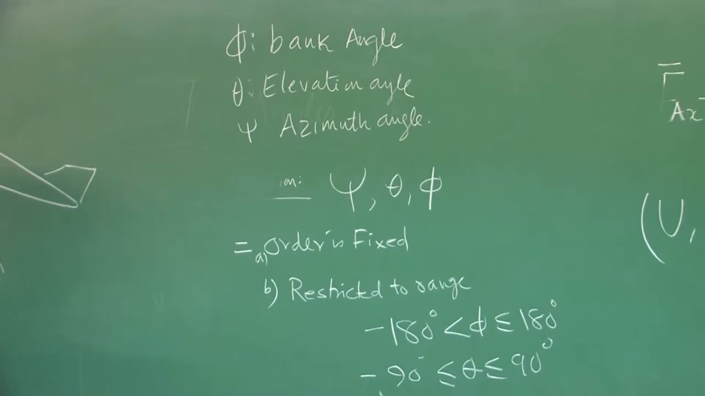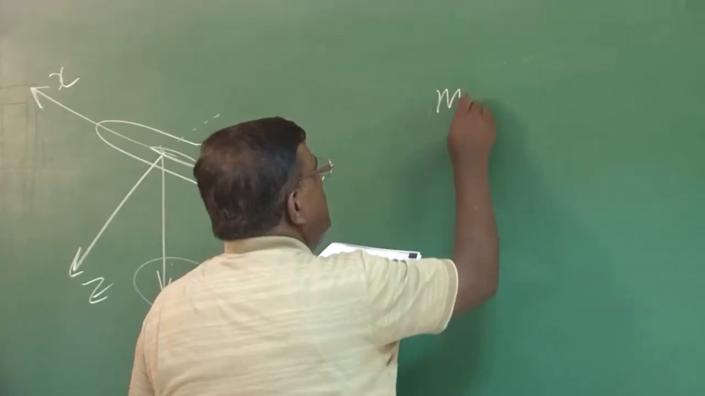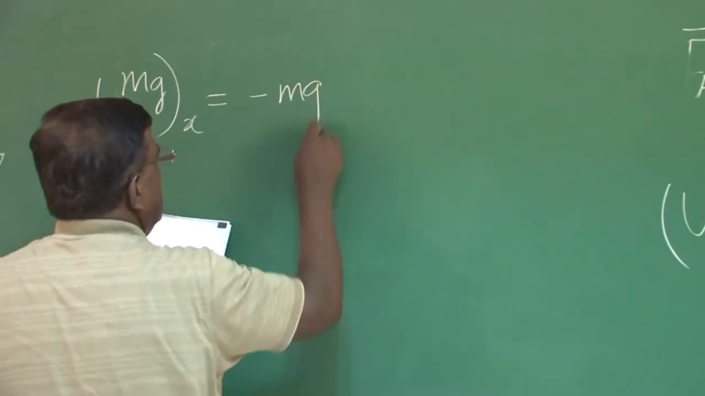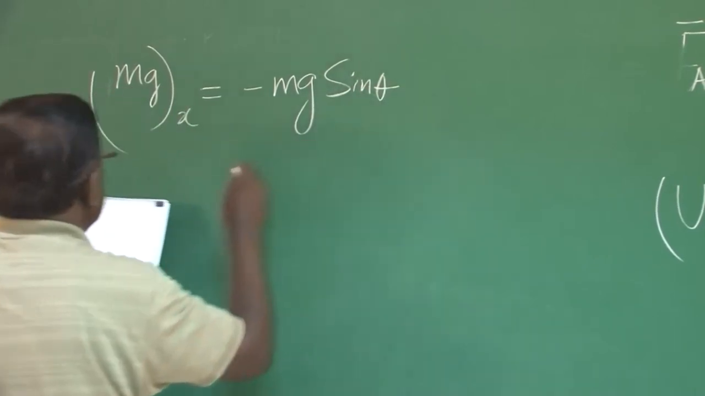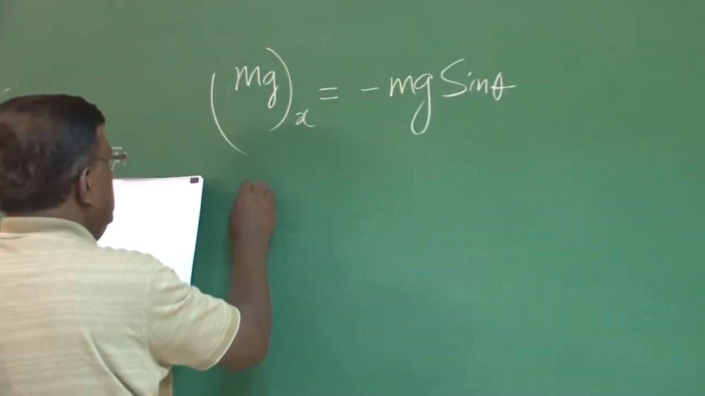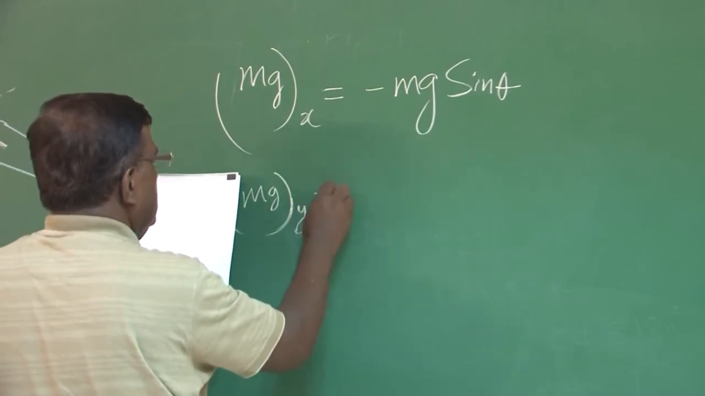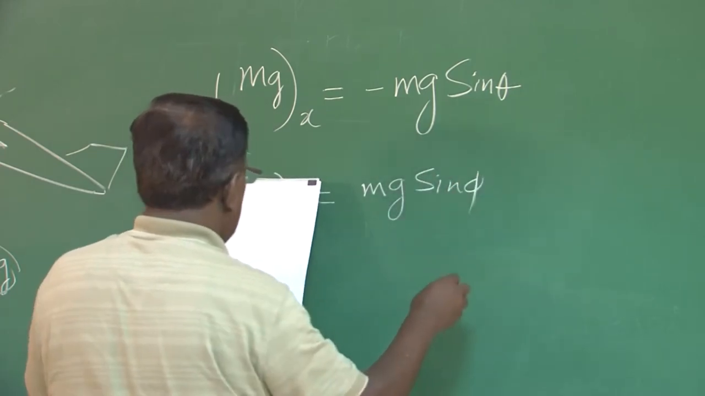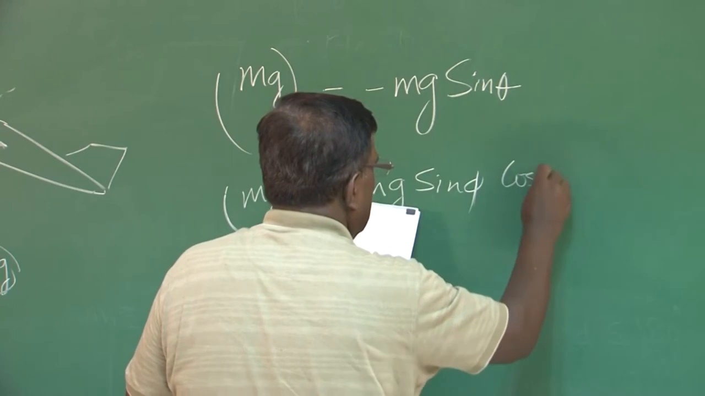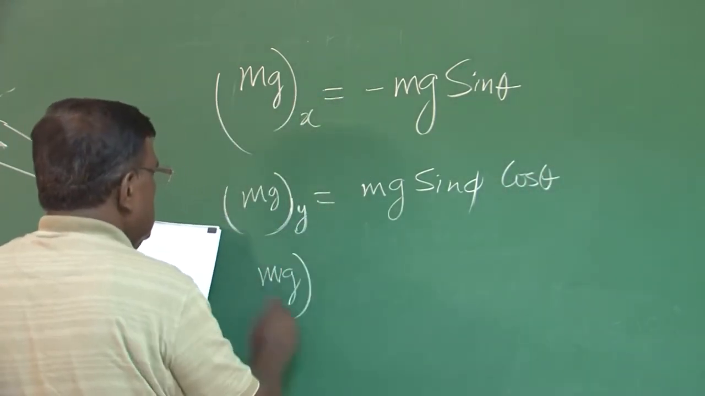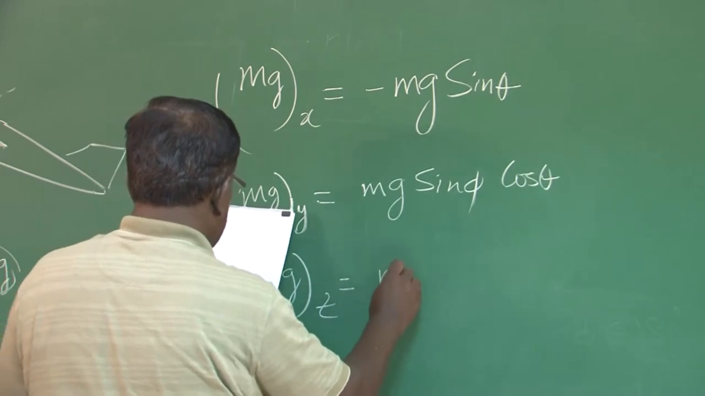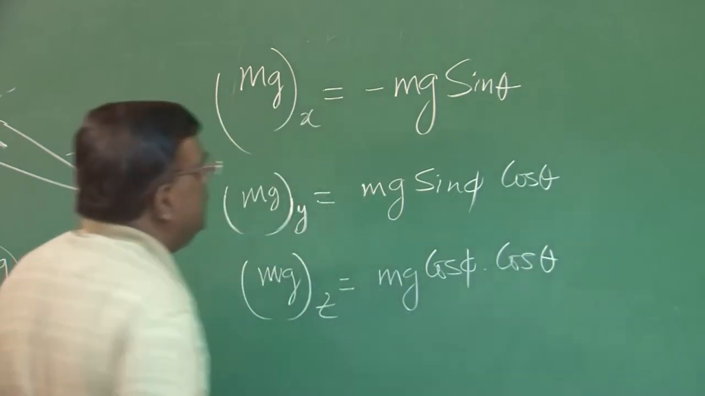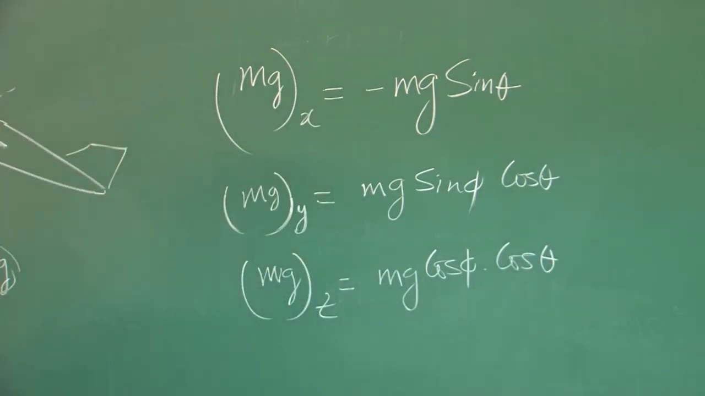And you have seen that we can easily write the mg x component as minus mg sine theta. Similarly, the mg y component I can write as mg sine phi cos theta, and the mg z component I can write as mg cos phi into cos theta. Okay, clear?